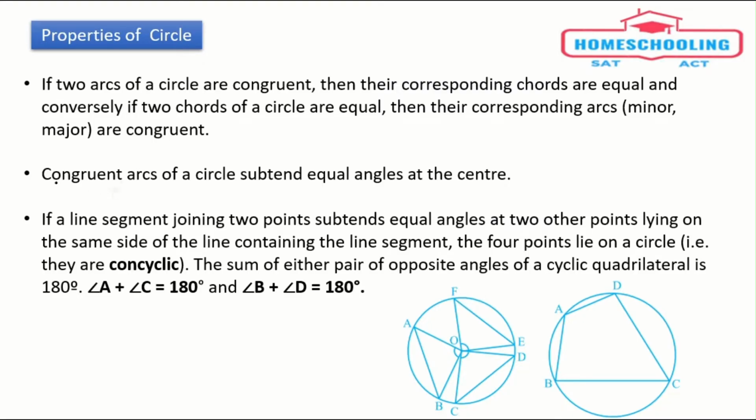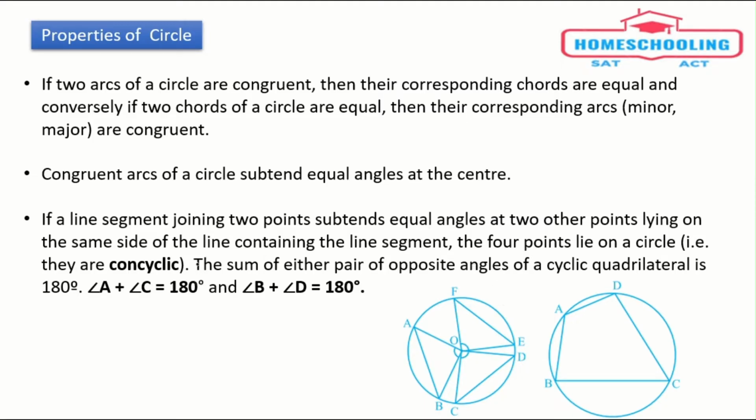Now, congruent arcs of a circle subtend equal angles. So if this CD is an arc and FE is an arc, and both of the arcs are congruent, then they will have equal angles. So this angle and this angle would be equal because arc FE and arc CD are congruent.